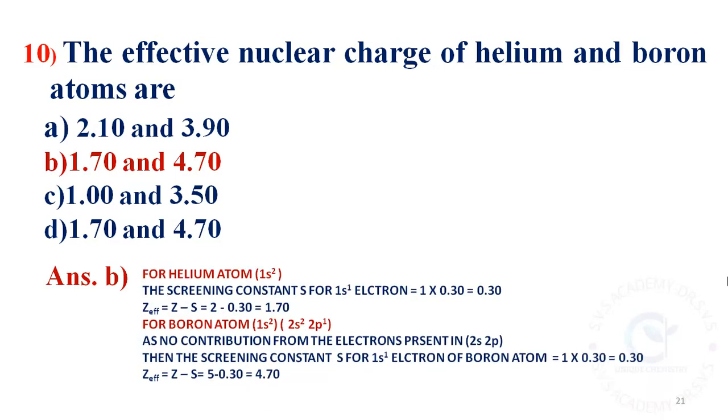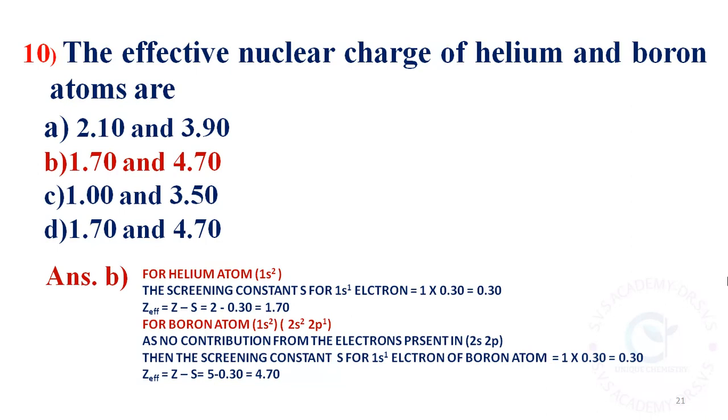For the helium atom, 1s2 is the electronic configuration. The screening constant for the 1s electron is 1 into 0.30, since there is one other electron, so the screening constant is 0.30. Then the effective nuclear charge, Z minus S, is equal to 2 minus 0.30, which is 1.70.